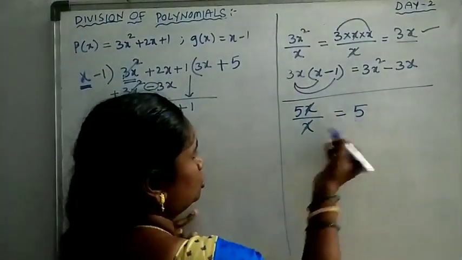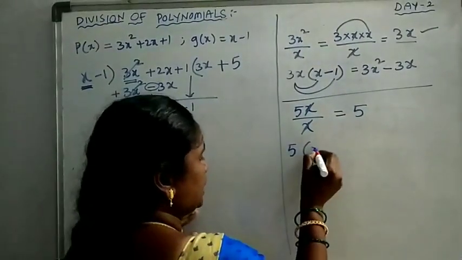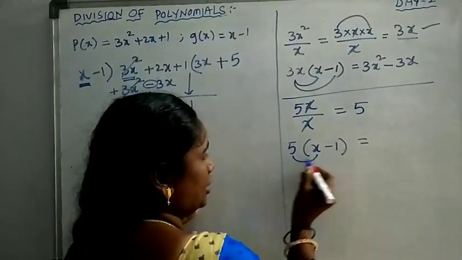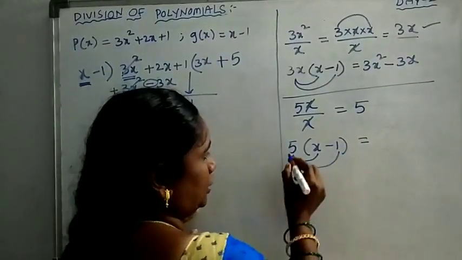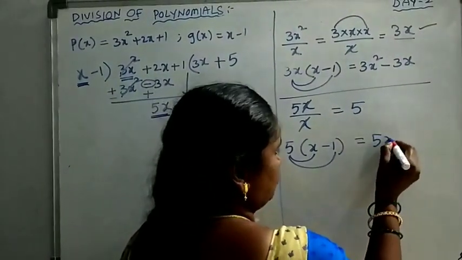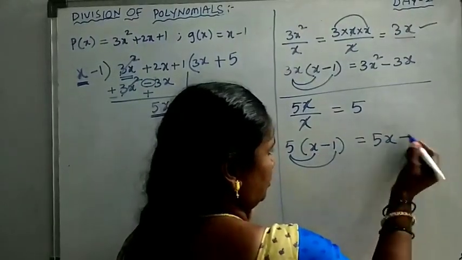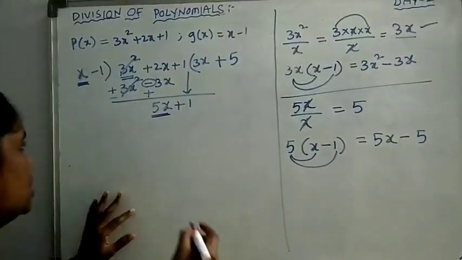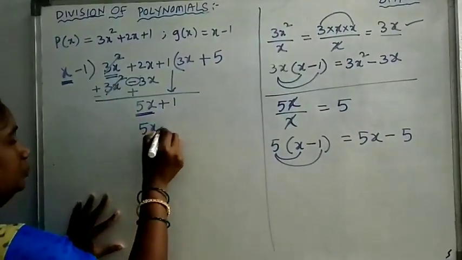Now what we have to do? 5 is multiplied with divisor. 5 into x minus 1. 5 into x and 5 into 1. 5 into x, it is 5x. Minus we have here minus 5 into 1, 5. Now this 5x minus 5.